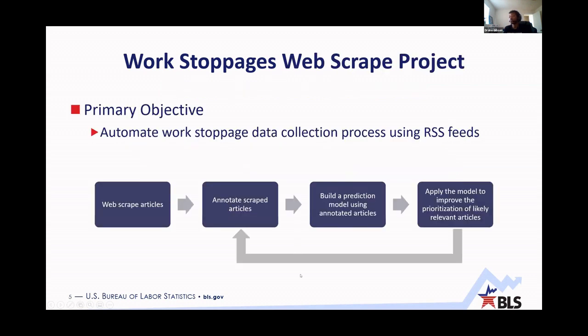Next slide. Okay, so what we're going to be talking about today is the primary objective, which is the web scraping of articles, annotate the articles, build a prediction model using the annotated articles, and then apply that model, and then prioritize the ones that are likely, and then re-annotate those again to create a better model in the end. Next slide.